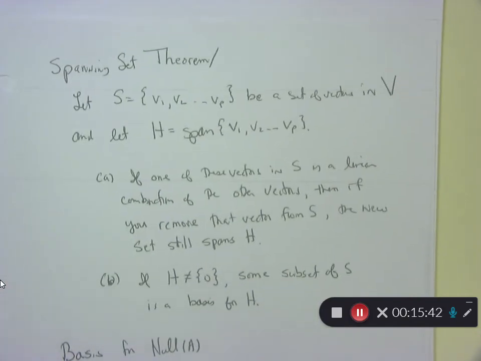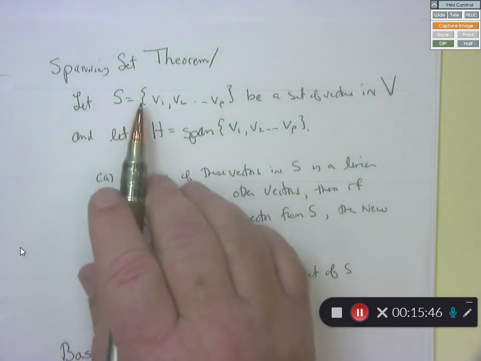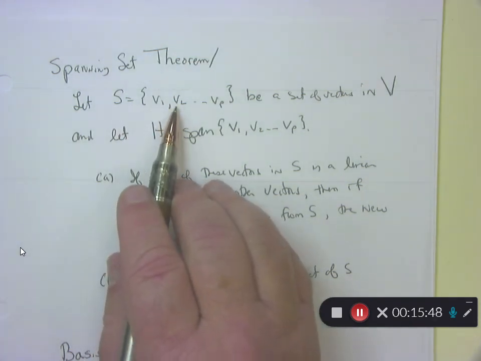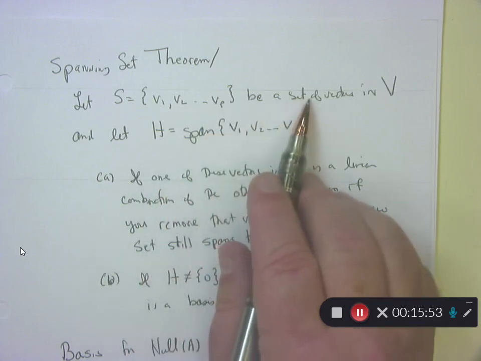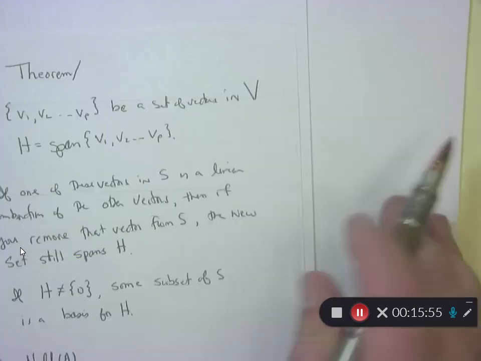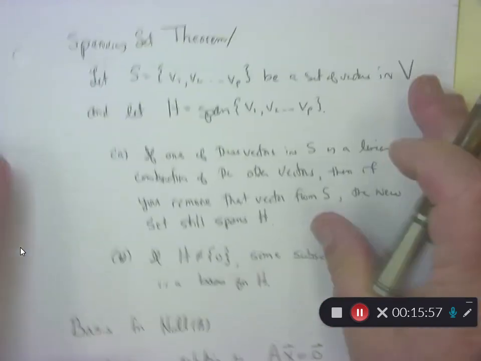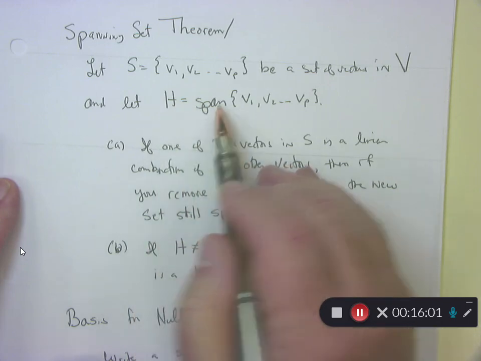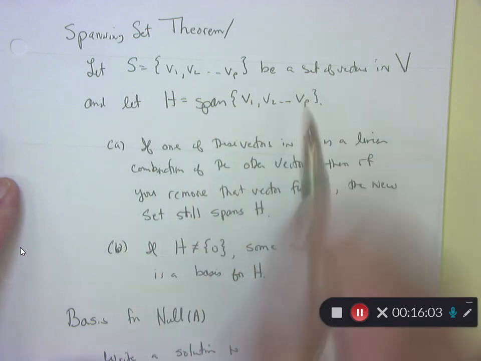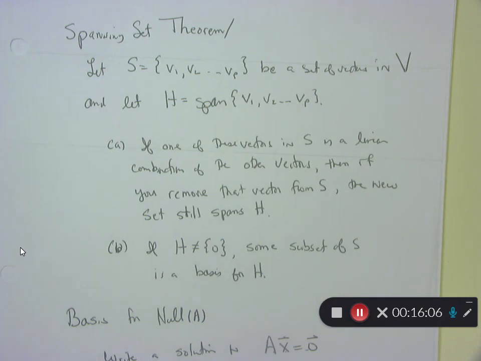This is called the spanning set theorem. It says this: let S equal {v1, v2, ..., vp} be a set of vectors in V, and let H be equal to the span of v1 through vp. Okay?